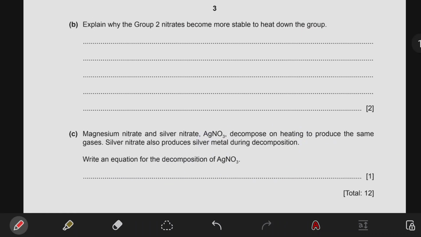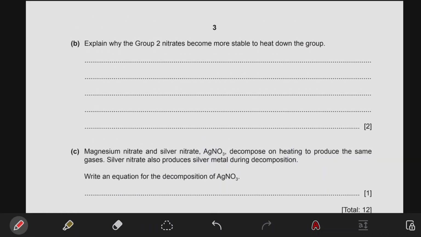Question 1 part B. Explain why the group 2 nitrates become more stable to heat down the group. So down the group, the cationic radius, or you can even say cationic size, increases down the group. Hence it becomes difficult for them to polarize the anion, which is the nitrate in this case, or you can say it becomes harder to distort the nitrate ion. Or you can even say polarizing power decreases down the group.